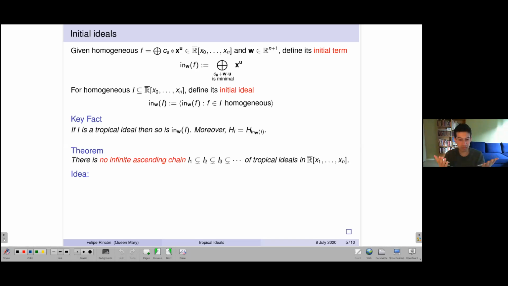Two tropical linear spaces, one included in the other of the same dimension, have to be equal. Okay. So yeah, I'm sorry, I'm not going to write that down because of time, but hopefully that was a bit clear.